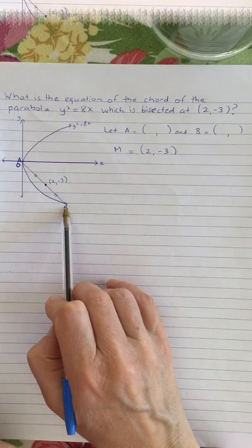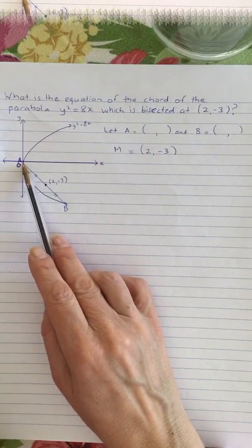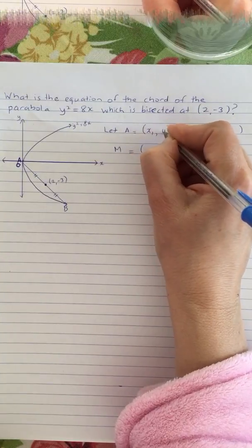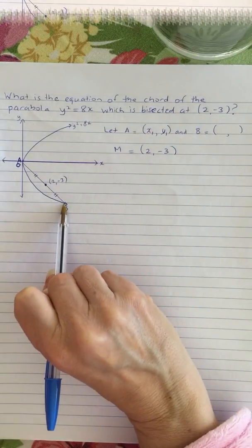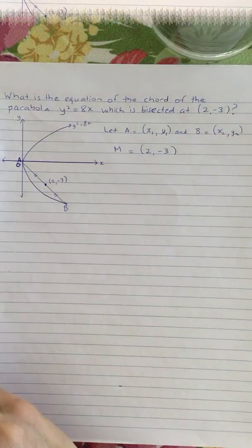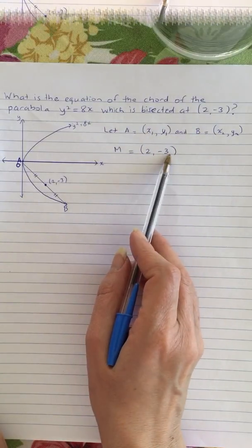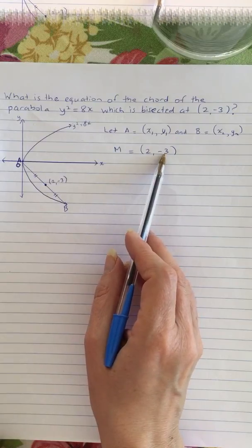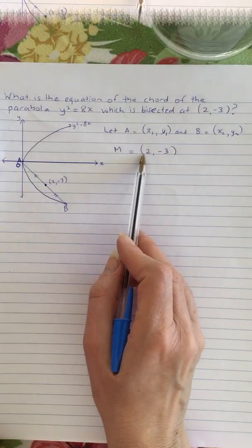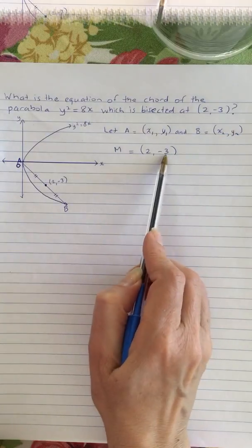All right, so we're going to start off by letting A, this point here, this endpoint of the chord, equal (x1, y1). And this point B, let that be (x2, y2). So those 2 points, the midpoint of AB is (2, -3). So if you use your midpoint formula, you can say (x1 plus x2) over 2 is equal to 2, and (y1 plus y2) all over 2 is equal to minus 3.